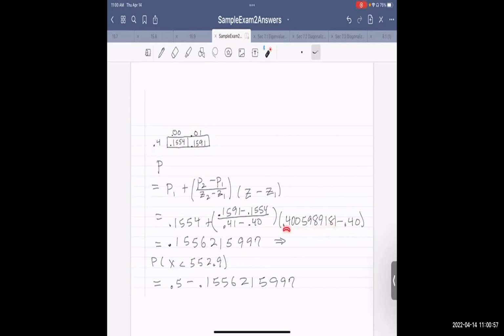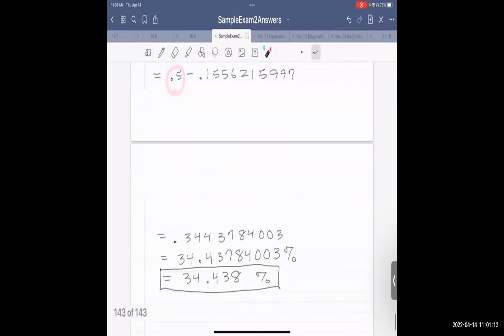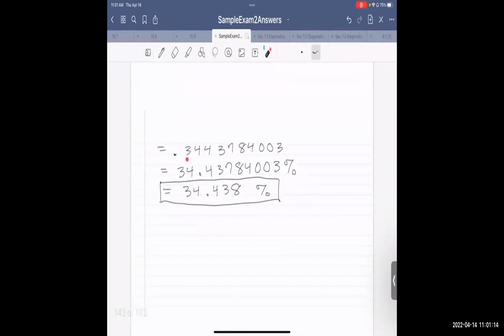The 0.400598981 minus the 0.40. 0.155621597. Subtract that from 0.5 to get 0.3433784003. Let's move my decimal place 2 places to the right.